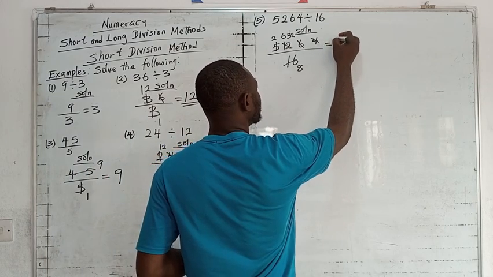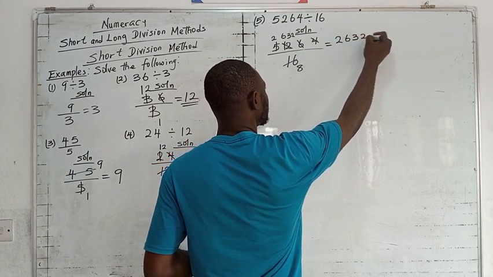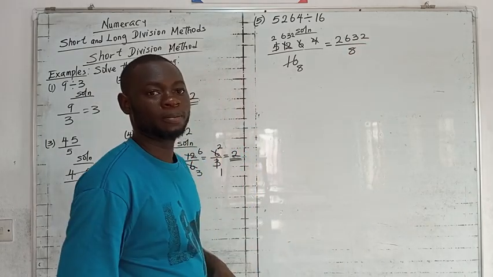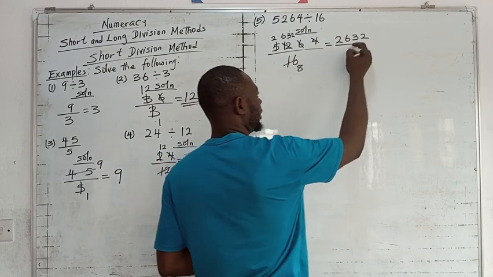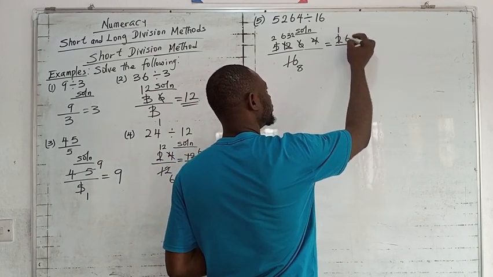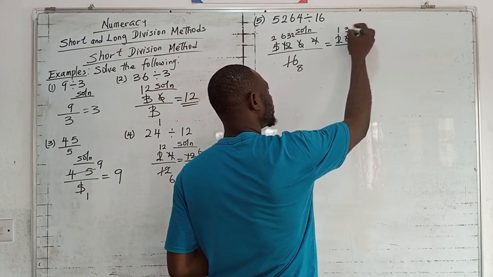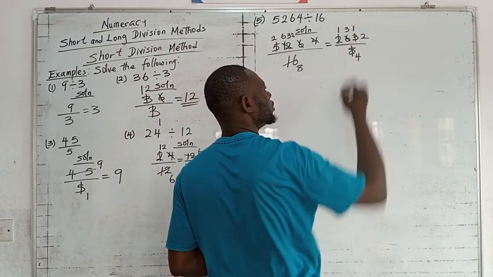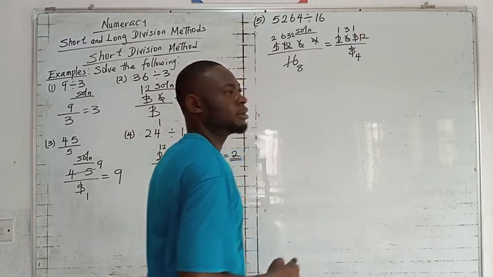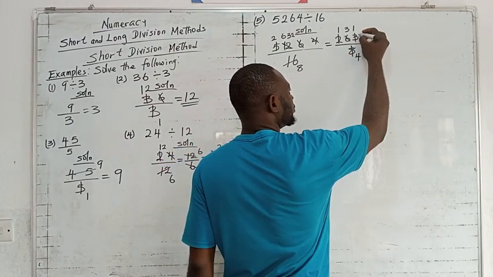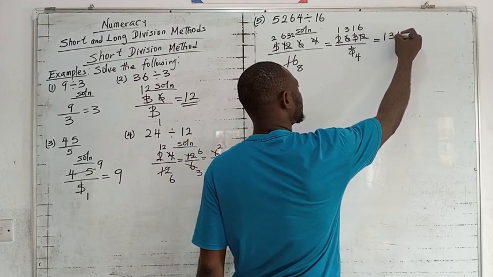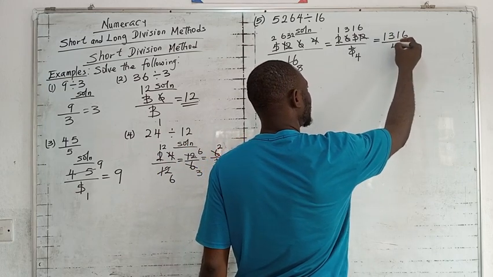Now, we now have this to be 2,632 divided by 8. We divide by 2 again. 2 into 8, 4. 2 into 2, 1. 2 into 6, 3. 2 into 3, 1 remainder 1. You put your remainder here. 12, right? 2 into 12, 6. So we now have 1,316 divided by 4.